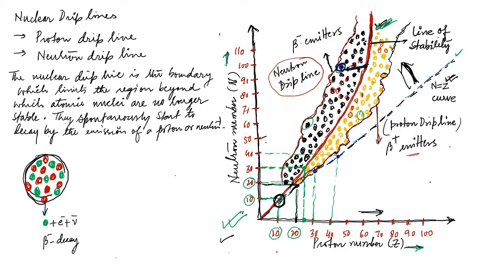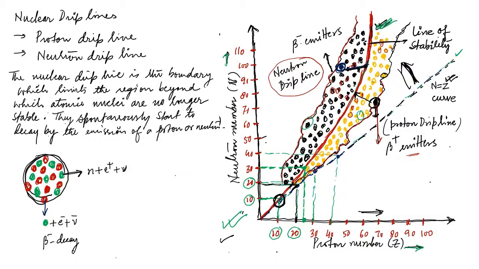Similarly, if this system is here towards the proton drip line, what will happen? The proton will try to leak out. This is the limit. The proton will drip out of the system, and then this becomes a neutron and a positron, and a neutrino will come out. By doing so, this nucleus will try to come to the line of stability.